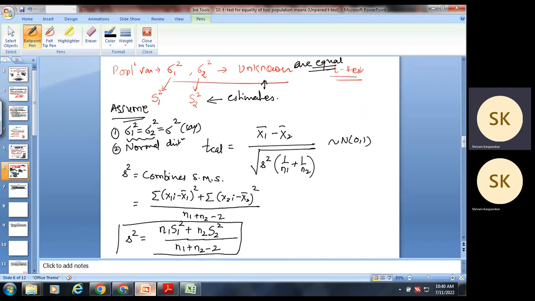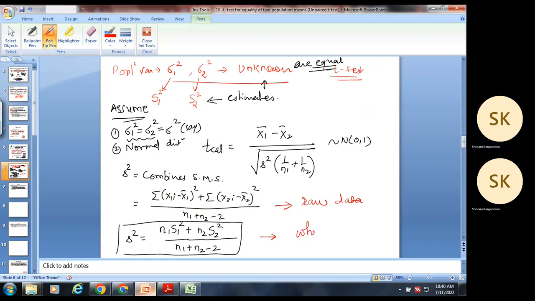Let me tell you when to use which formula. The first formula, which I have arrowed, is used when you are given the raw data. There is one more simplified form, but I will not give it right now. The second formula is used when you are given sample variances or sample standard deviation, and you have to convert it into sample mean square.